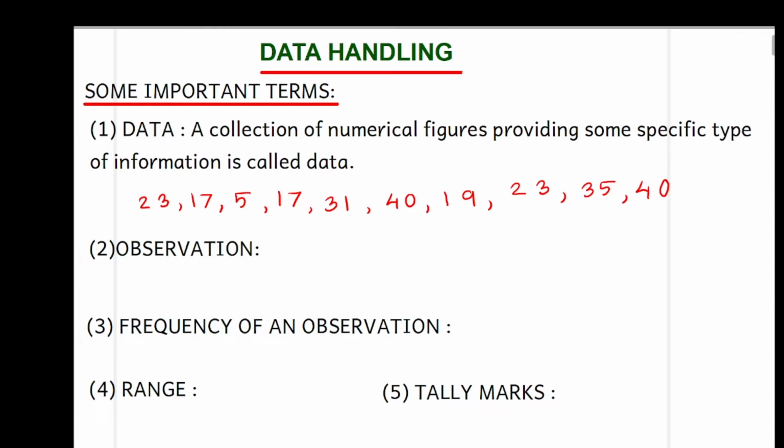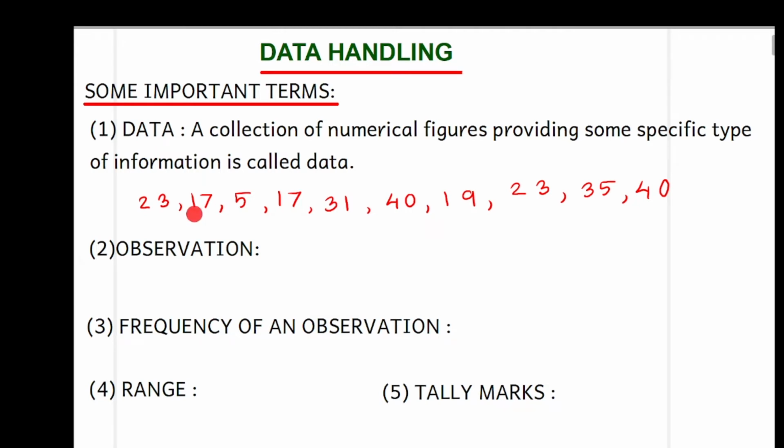Okay, 10 students. Now, what is observation? Observation means its numerical value of the data is called observation. Okay. Next, frequency of an observation. That means the number of times a particular observation occurs is called the frequency.